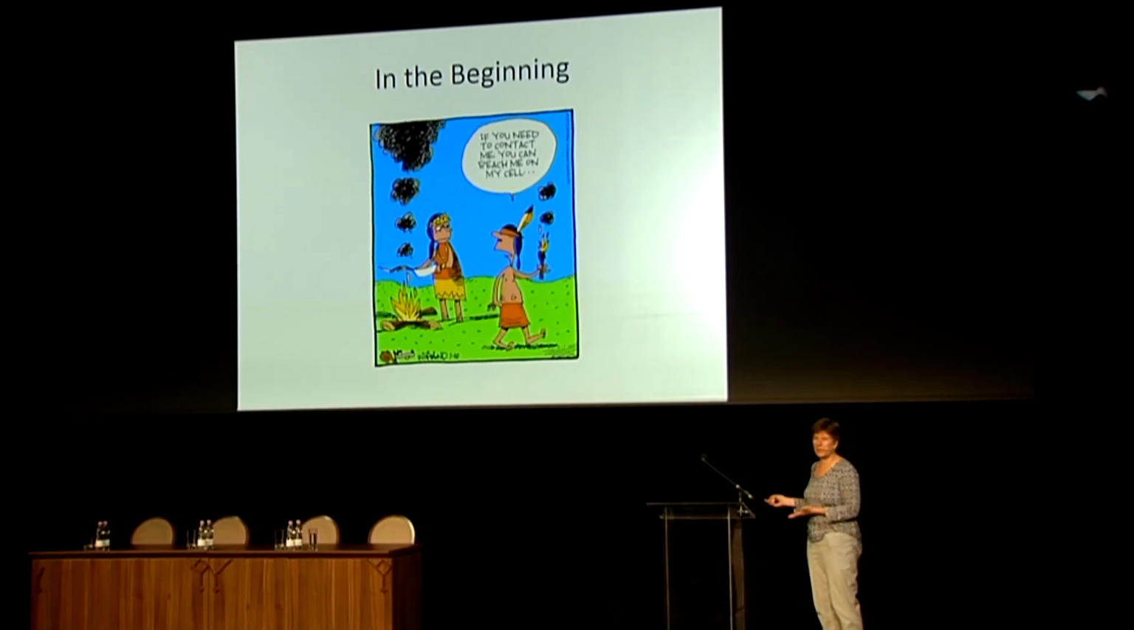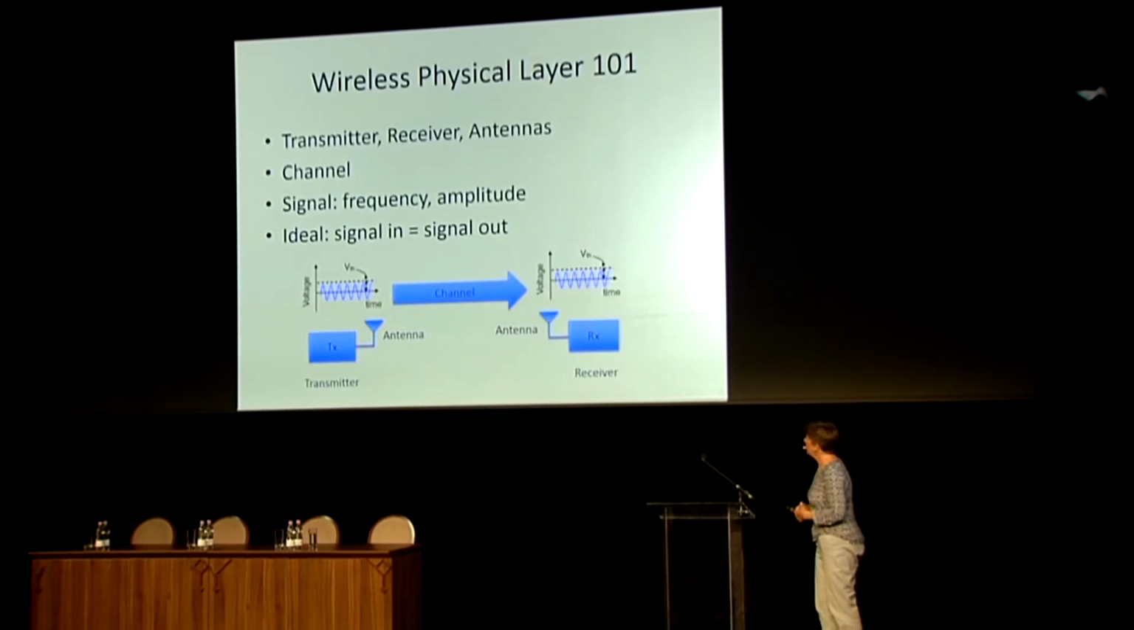All right, this is the basic principle of signaling. So wireless physical layer 101, all right? There's a transmitter, there's a receiver, they have antennas, there's a channel. On the channel, you put a signal with a frequency and amplitude, and in an ideal world, which we never have, what goes in is what comes out. So much of the work in wireless physical layer is to try to make things as fast as possible while respecting power constraints where they are present, and also dealing with the imperfections that arise on the channel, because channels don't behave well.